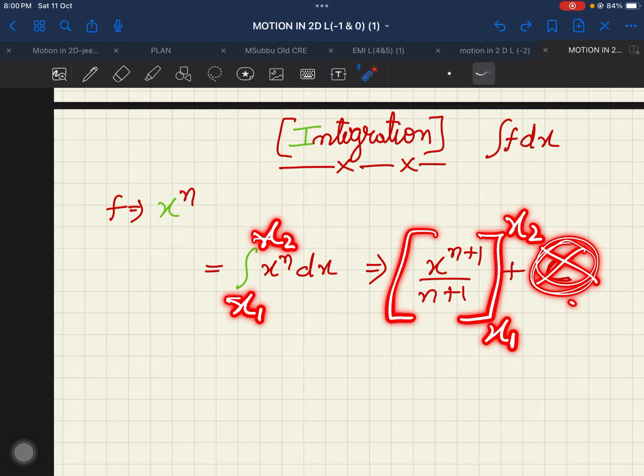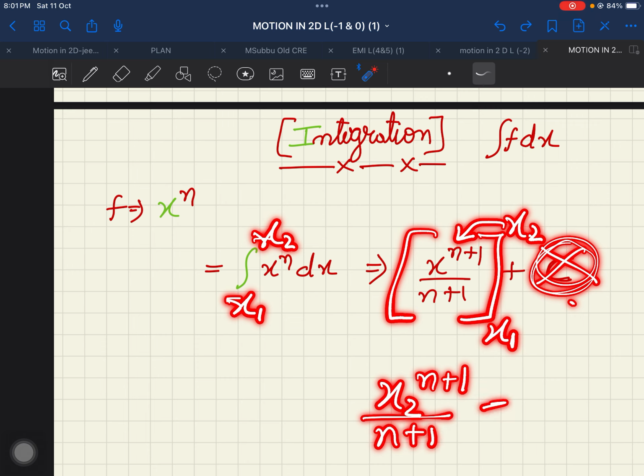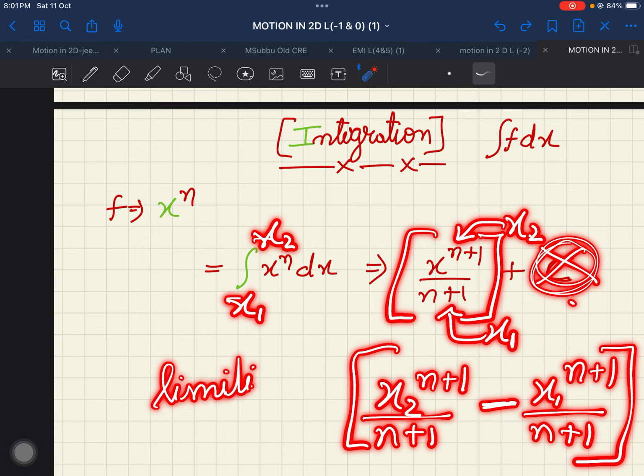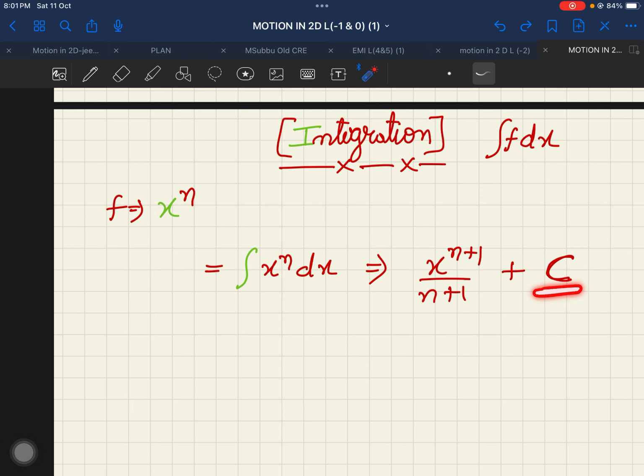Okay, it means first you have to put x2 in this, meaning x2 to the power n plus 1 divided by n plus 1, then there will be a minus sign, and then you have to put x1 here, meaning x1 to the power n plus 1 divided by n plus 1. This is what the limits of integration mean. Okay, I hope this is very clear. Very simple thing. But till now we don't have any limit, so the thing is simple. We have one constant.